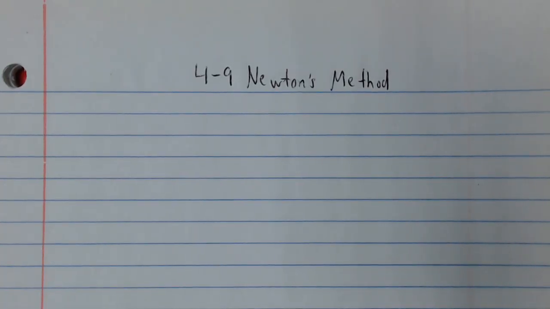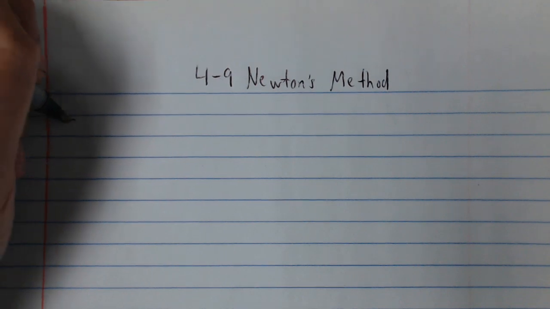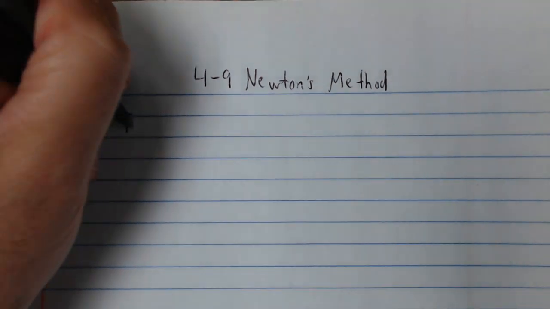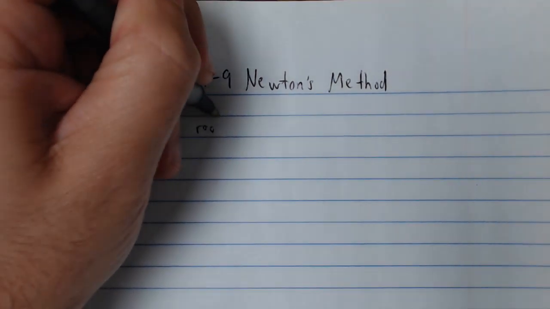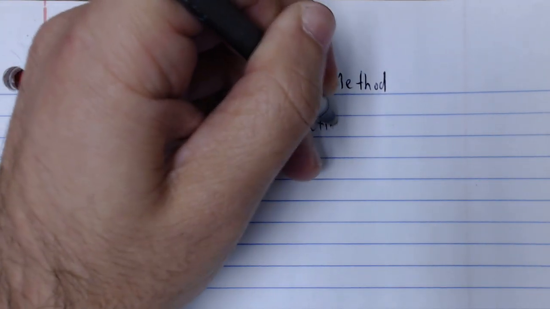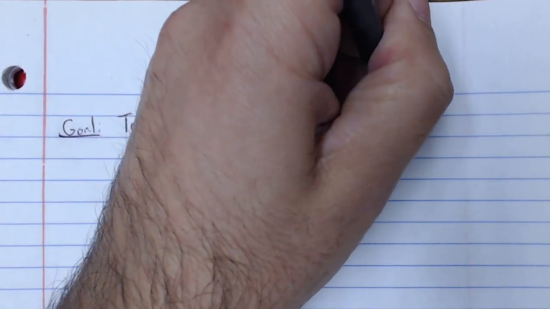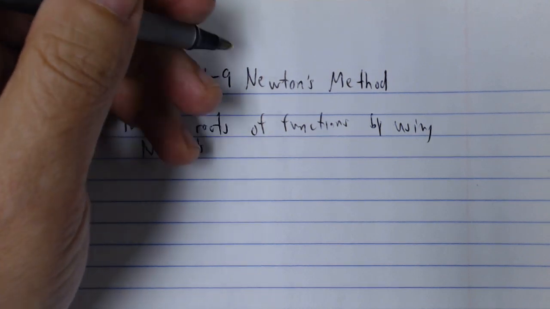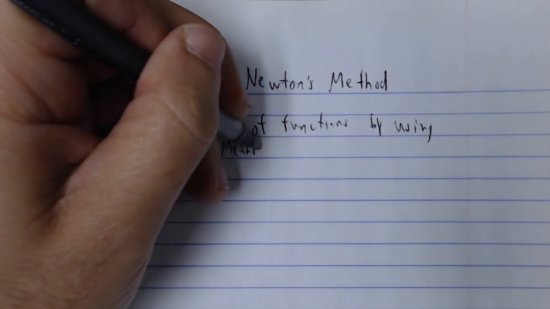Okay, so today we're going to talk about Newton's method, and this is actually one of my favorite topics that we talk about in this class because it's just so interesting the way it works. So let me give you a quick idea of what our goal is. The goal for this section is literally just to find roots of functions by using Newton's method. You might think to yourself, wait a minute, haven't I found roots in almost every class? And the answer is yes.